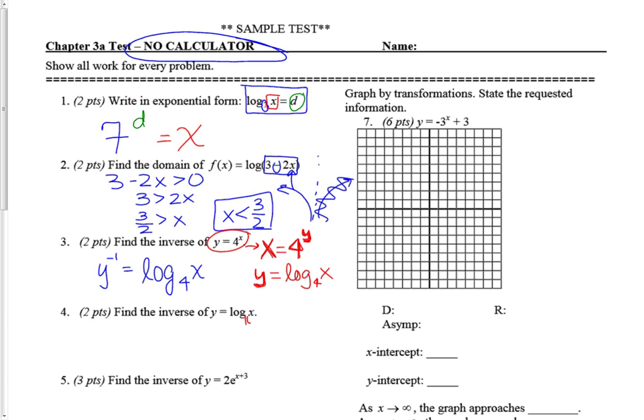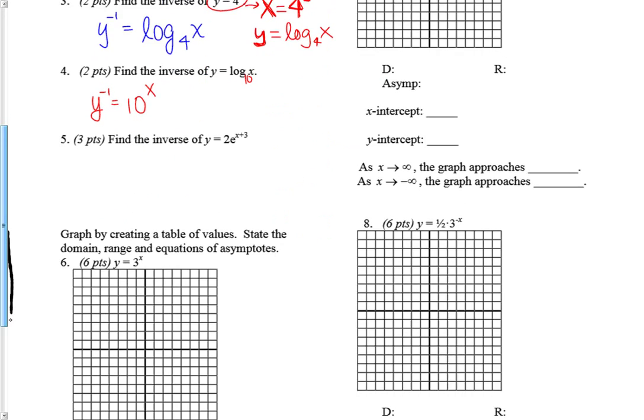Find the inverse for number 4 of log of x. We need to realize that that is a common log, so it is base 10. So when we find our inverse, it would be 10 to the x. Again, we could do it the same way by switching x and y, or just by realizing that they're inverses. All right, let's scroll down a little here.